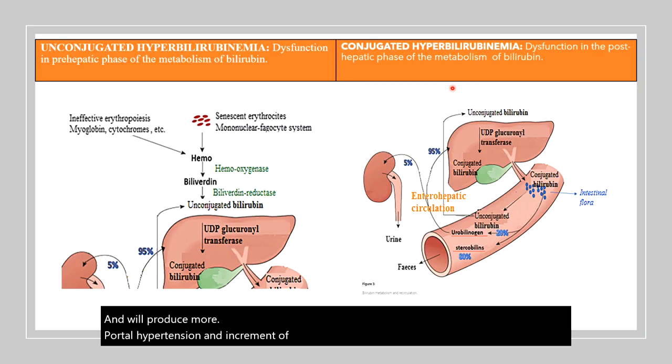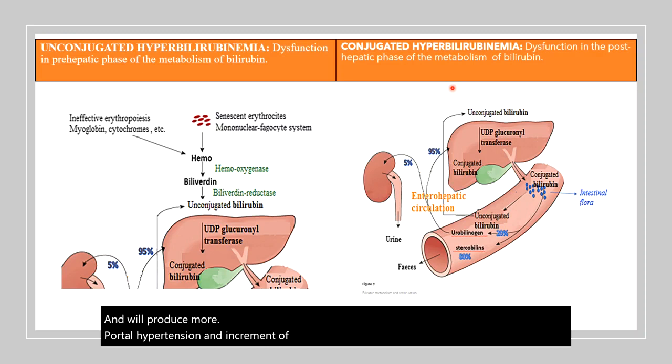So the next step in the hepatic phase is going to be to transform the unconjugated bilirubin into conjugated through the action of a transferase, UDP glucuronyl transferase. Anything that will affect this enzyme, partially or totally, is going to cause an elevation of unconjugated bilirubin. This happens in Gilbert syndrome and in Crigler-Najjar syndrome, congenital disorders.